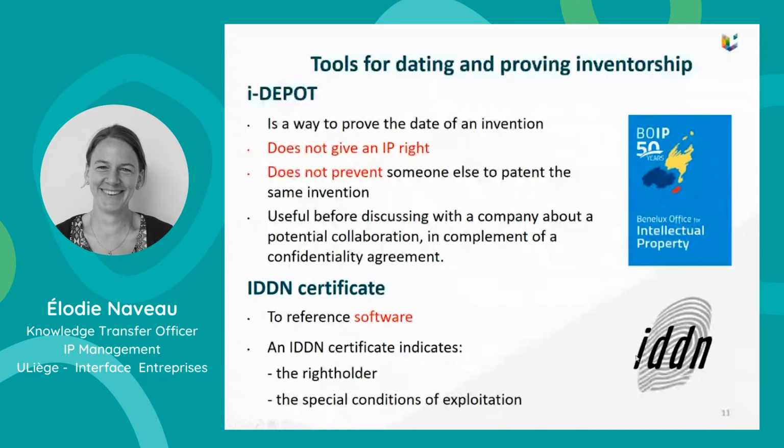The EDDN certificate is a similar tool that is specific for software. With software, you can have different versioning, and the source code of the software, you can also make a file with that, and this certificate will indicate the right holder and the specific conditions of exploitation of the software.